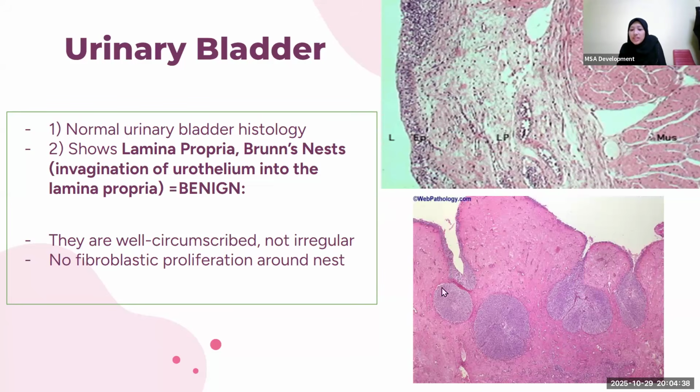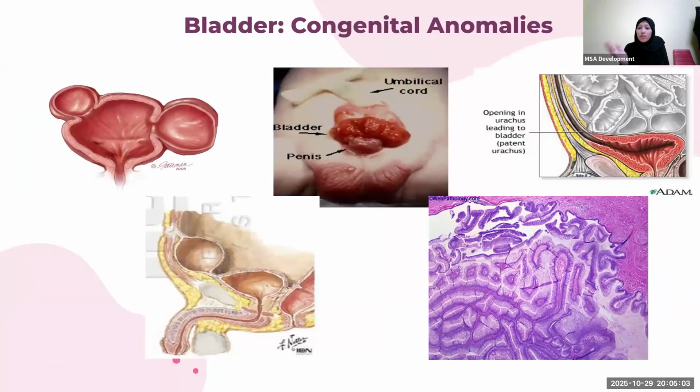But what's reassuring is that these nests are well circumscribed, very well rounded, not irregular, so it's not cancerous, and no proliferation around the nest. It's just nests, regular borders with no inflammatory cells around it. It looks normal. So this is Brunn's nest. Okay? Now we'll move on to congenital anomalies, and then we talked about the cancer already.